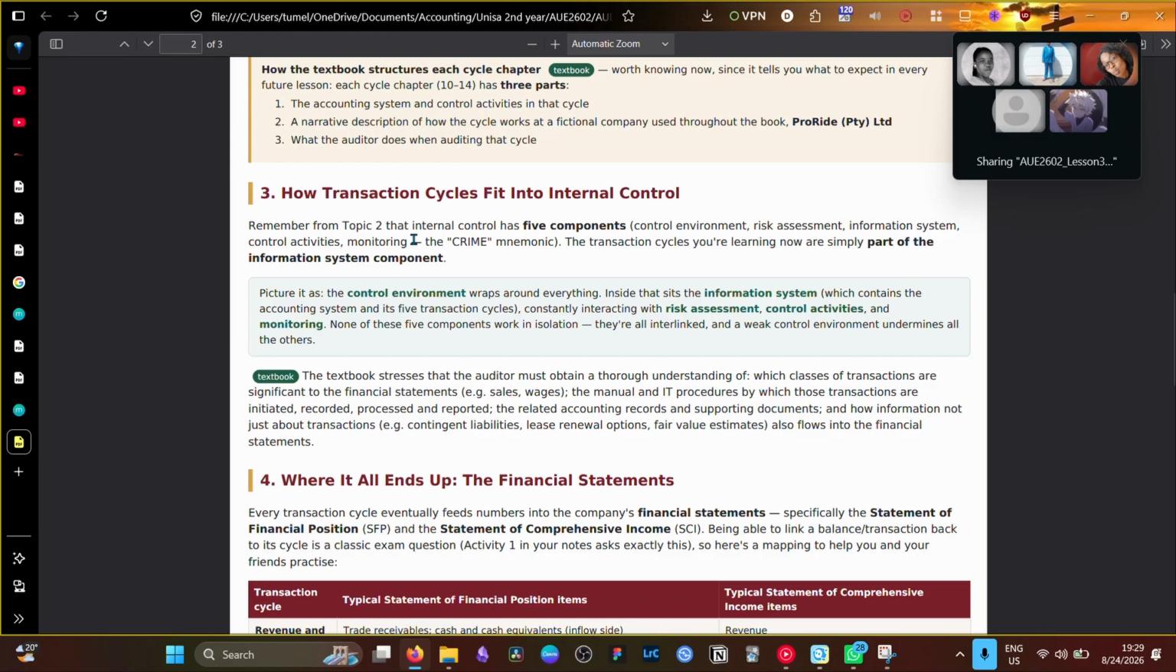Wait, which one is M here? M is monitoring. So then, who's E? Yeah, no, you just understand. Once it goes to the end, forget. But yeah, this is control environment, risk, information, control activities, and monitoring. So that is CRIME. It's actually not an abbreviation, it's a mnemonic. What is this actually?